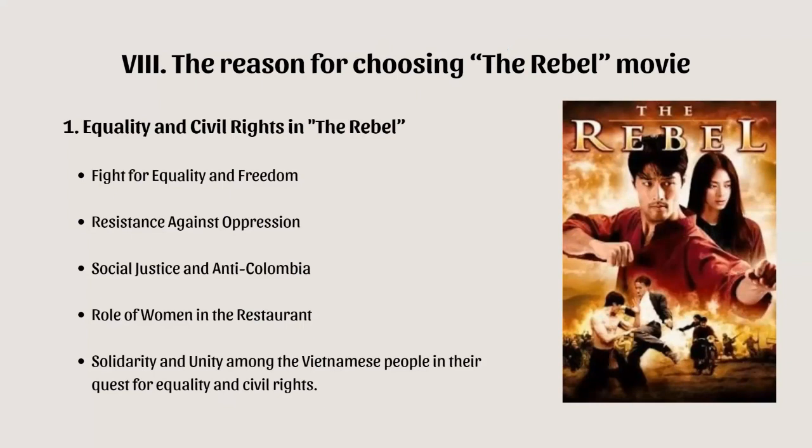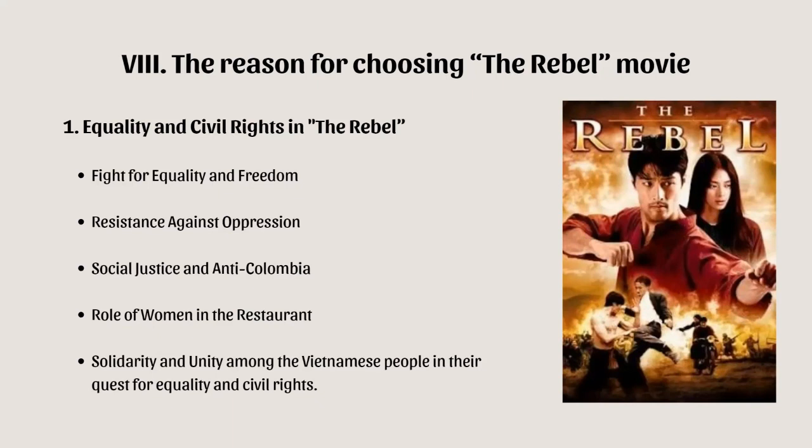Now I will present the reason why we chose the Vietnamese movie The Rebel. The Rebel's Vietnamese name is Dòng Máu Anh Hùng. It's a Vietnamese historical action drama film directed by Charlie Nguyen, released in 2007. The movie is set during the French colonial period in Vietnam and follows the story of Gương, a former gangster turned revolutionary fighter against French rule.